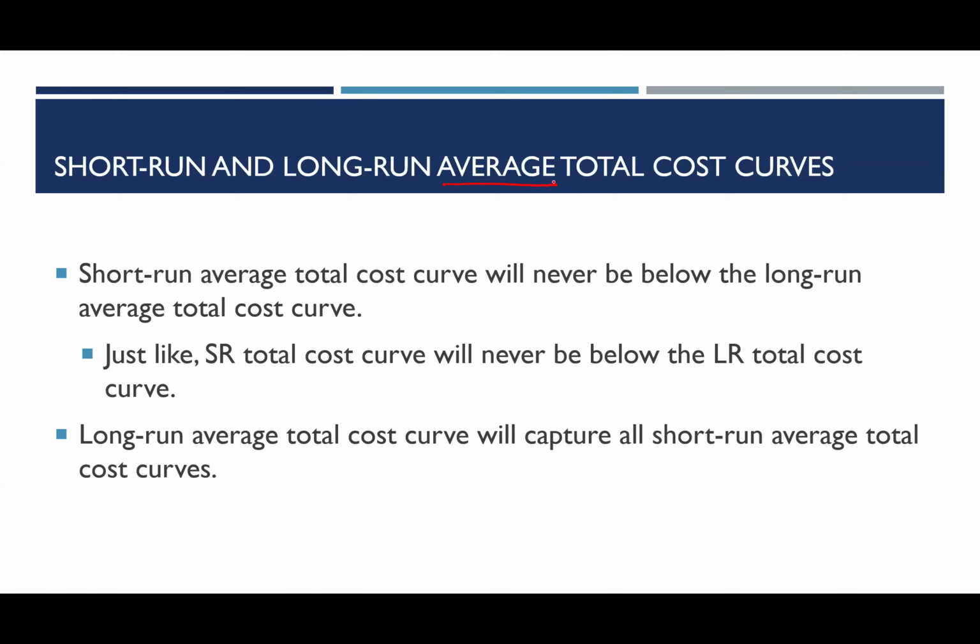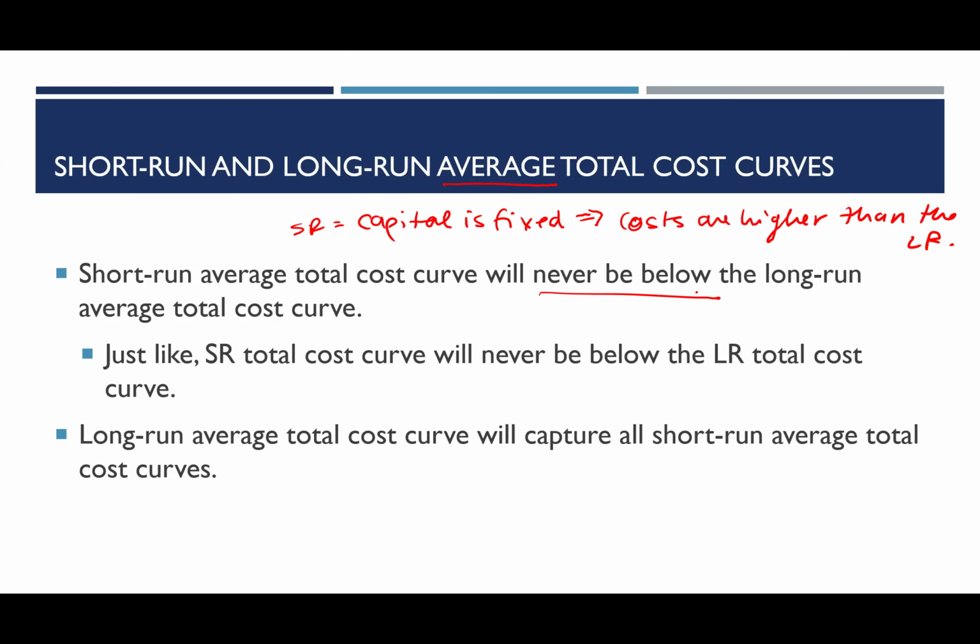So looking at average total cost in the short run and long run, we're going to start applying that capital assumption. So in the short run, capital is fixed. That means that costs are higher than the long run. Okay, so what that translates to is that for our average total cost curves, they're always going to be above or equal to the long run average cost curve, never below.